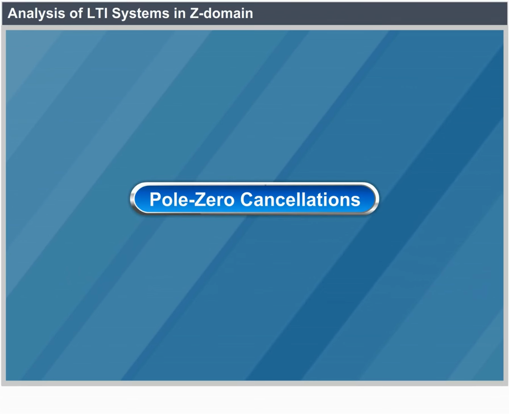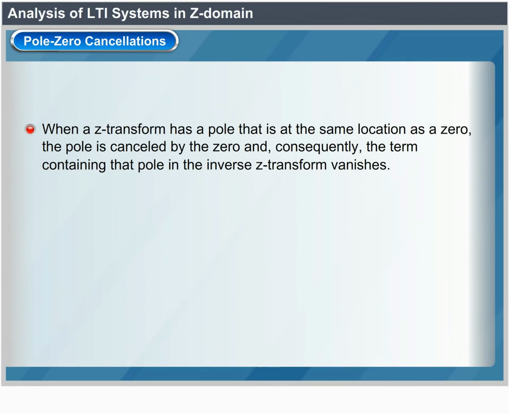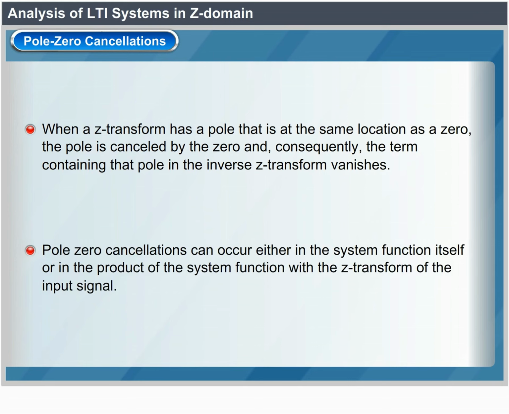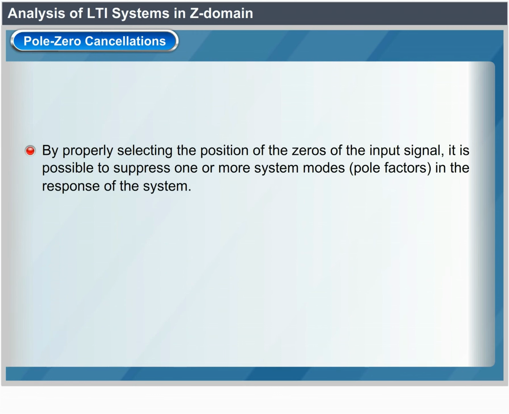Pole zero cancellations. When a z transform has a pole that is at the same location as a zero, the pole is cancelled by the zero and consequently the term containing that pole in the inverse z transform vanishes. Pole zero cancellations can occur either in the system function itself or in the product of the system function with the z transform of the input signal. By properly selecting the position of the zeros of the input signal, it is possible to suppress one or more system modes, pole factors, in the response of the system.